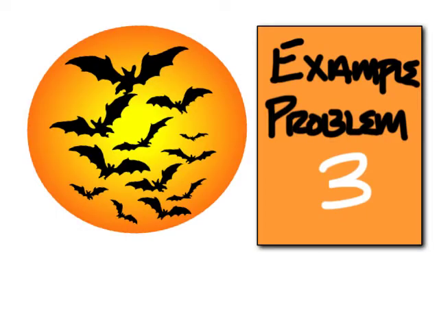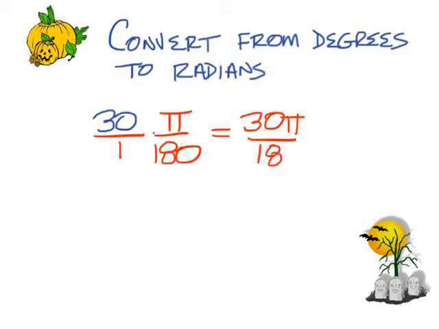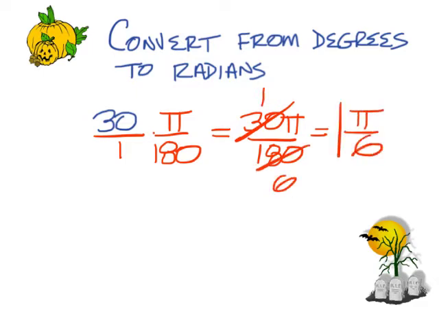Example problem number 3. Convert from degrees to radians. To go from degrees to radians, you must do the following. Multiply by pi over 180, and then reduce. Don't make this into a big decimal, even though you could, and we may later on, but not now. So that's really 30 pi over 180, but make your cancellations. 30 into itself once, into 180 6 times. So it should be pi over 6.